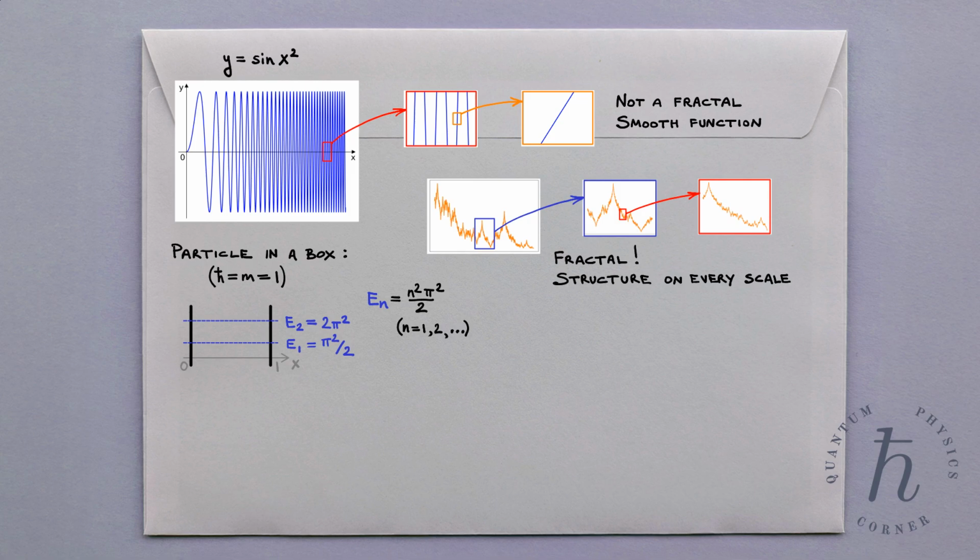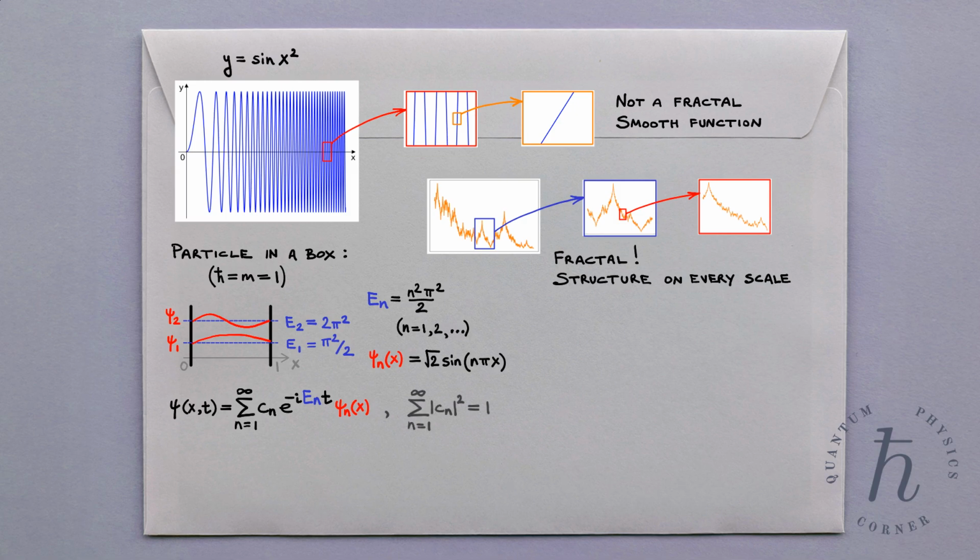The nth energy level corresponds to a stationary wave function of a standard form. Any time-dependent wave function describing the particle's motion inside the box can be written as a superposition of these bound states. Here, t represents time, and the coefficients of the expansion, the Cn values, determine the particular superposition. These coefficients must satisfy a normalization condition. Up to this point, everything we've said is standard textbook quantum mechanics.